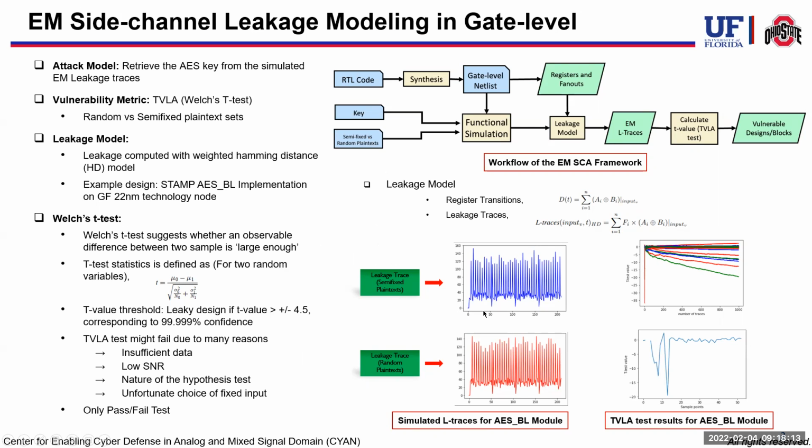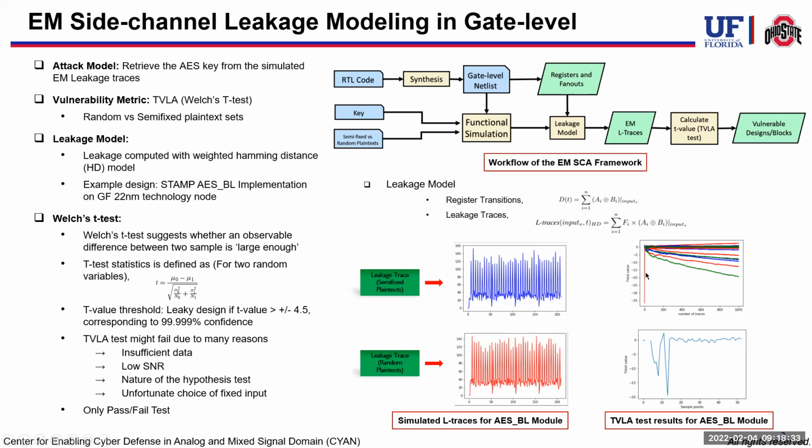Here we see an example of two different leakages, and we can actually identify each of the round operations in the leakage traces. The threshold is typically considered as 4.5, which corresponds to 99.999% confidence to say that the design is leaky.